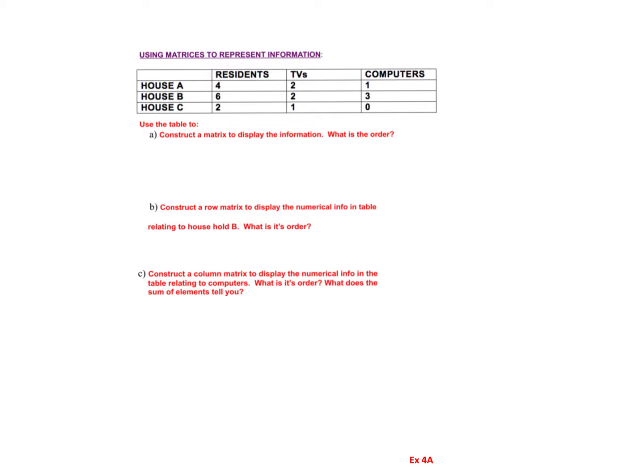Okay, this one is just talking about, we're going to use an example of showing how we can put data and make it into a matrix and display it. The first thing it says, construct a matrix to display the information. Pretty much all you have to do is put the numbers inside square brackets and in the rows and columns. So we're pretty much copying the table but into a matrix form. What is the order of this one? It's got 3 rows and 3 columns, so it's a 3 by 3, another square.